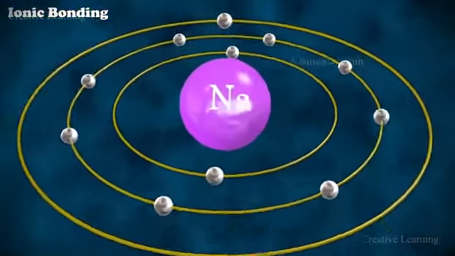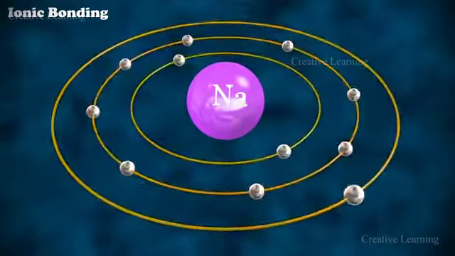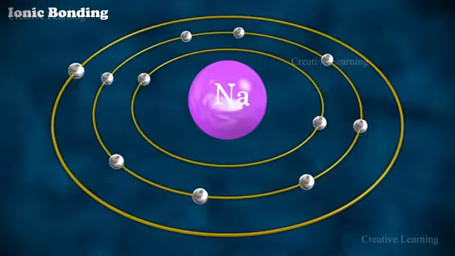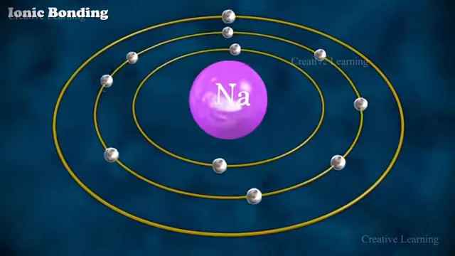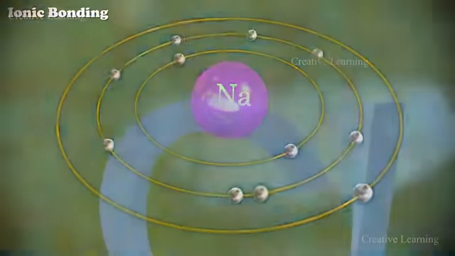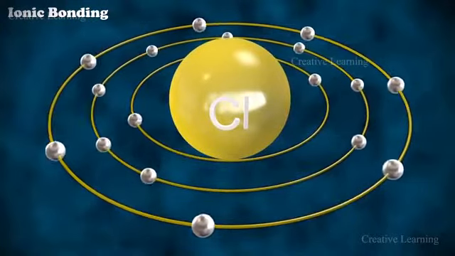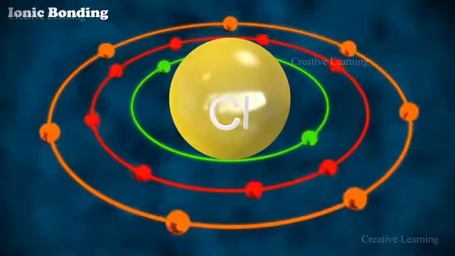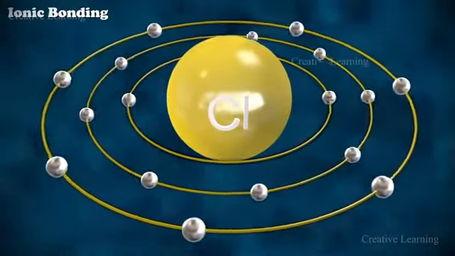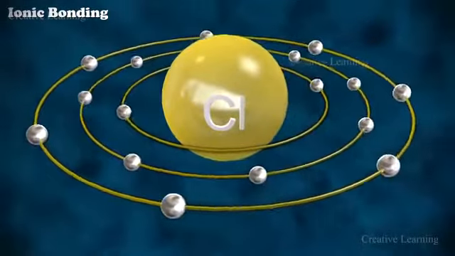Sodium metal has electronic configuration as 2, 8 and 1. It has one electron more than a stable noble gas structure. If it gives away that electron, it would become more stable. On the other side, chlorine has electronic configuration as 2, 8 and 7. It has one electron short of a stable noble gas structure. If it could gain an electron, it too would become more stable.